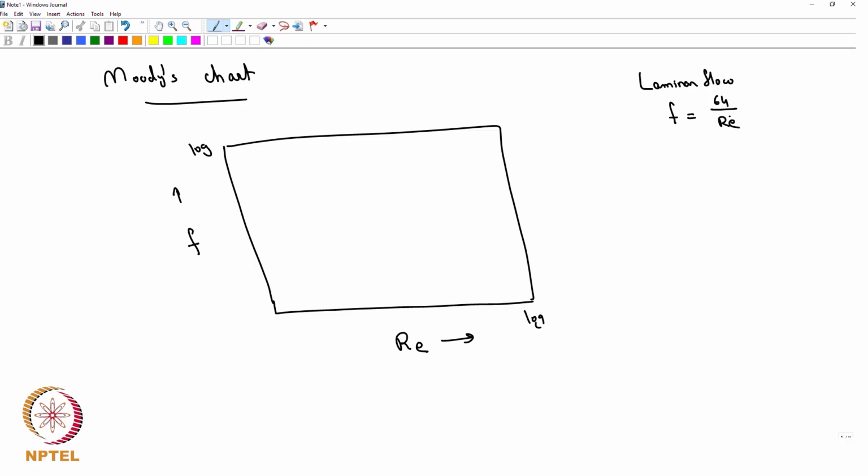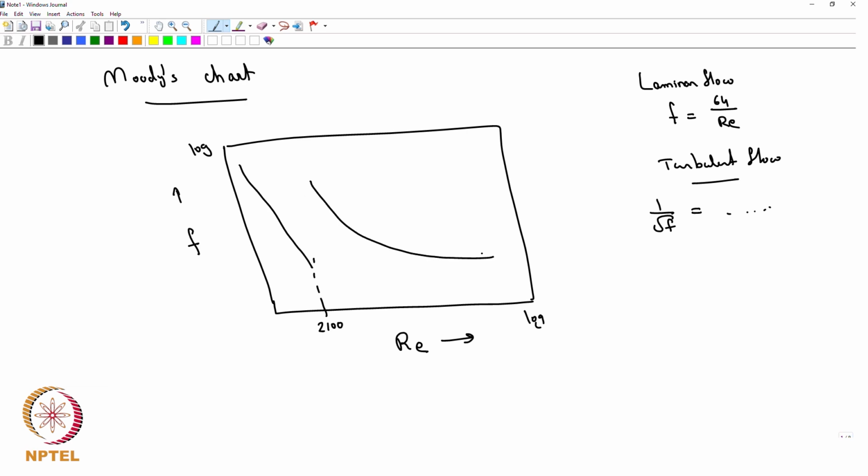It will be a straight line of slope -1. So that's what is going to be laminar flow. Around a transitional Reynolds number of, let's say, 2100, you will start seeing turbulent flow. We calculated an expression for turbulent flow, right? What was that? Some 1 by root f is equal to some expression we have calculated. You could plot that and you'll see a curve like that.